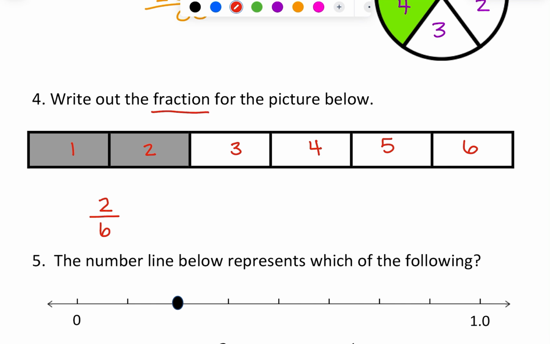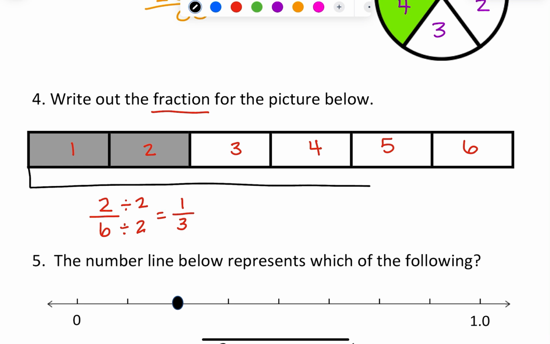I do want to take the time to point out, though, that we could technically simplify this. And if we did, I would simplify by 2. And 2 divided by 2 is 1. And 6 divided by 2 is 3. And the way this works is if I have the same picture down here, but I split it into 3 pieces, so this one has 3, that means I would only shade 1.